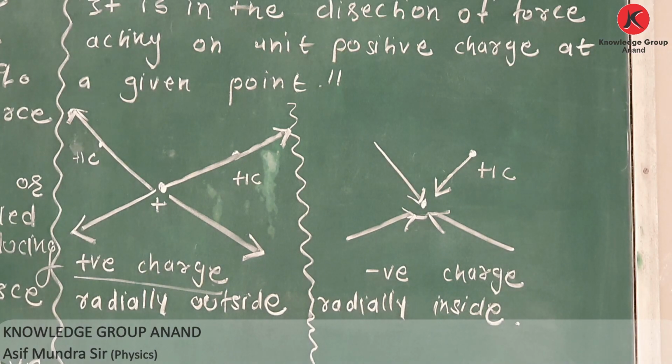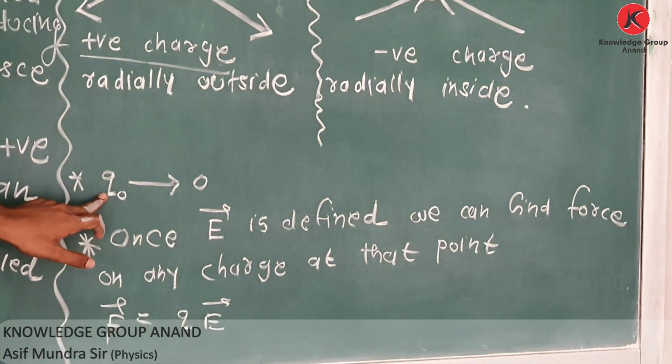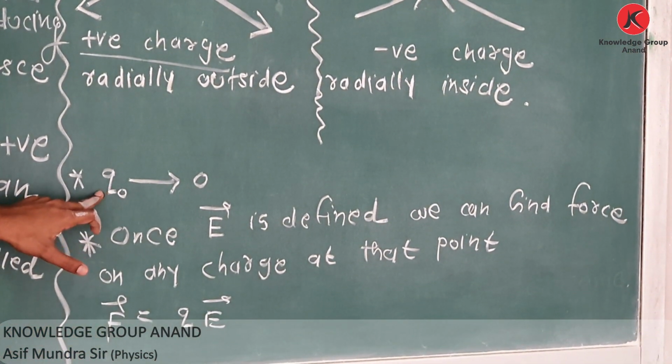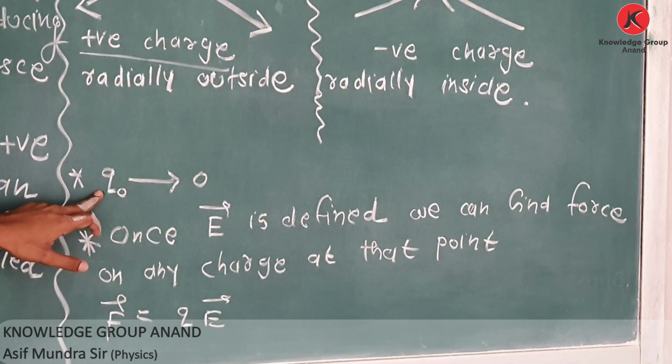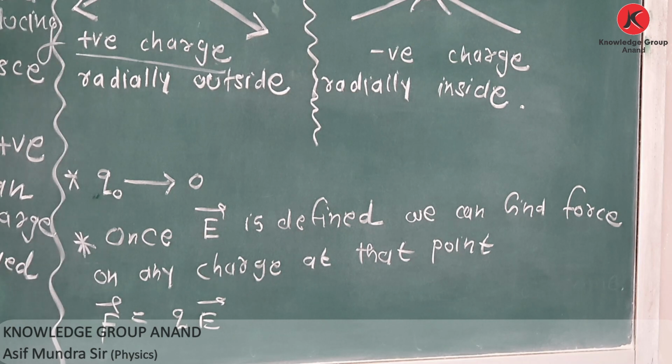Now, in this theory of electric field, you have to remember two points. First, the test charge Q0 used to find electric field has a value that tends to 0. Hello students, tends to 0 means near to 0, not 0.